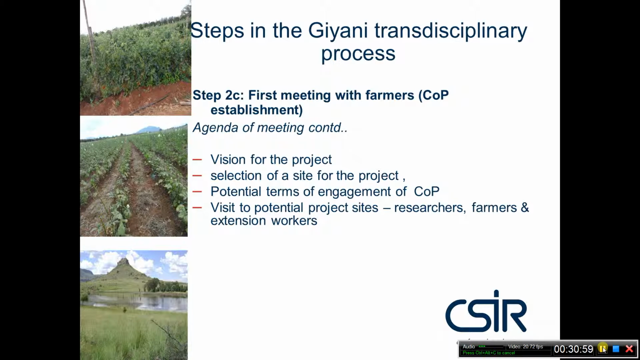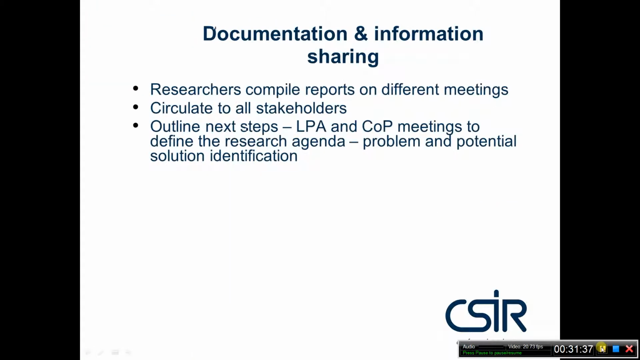In the farmers' meeting, a vision for the project was also articulated, and the farmers gave their vision for the project and their perspective of what it should achieve. Part of the discussion also covered selection of a site for the project and the potential terms of engagement with the community of practice. After the meeting, a visit to potential project sites was made. Farmers, researchers, and extension workers went on this visit, and the purpose was to see the different farms and the situation, and this was meant to inform the actual identification of a site.